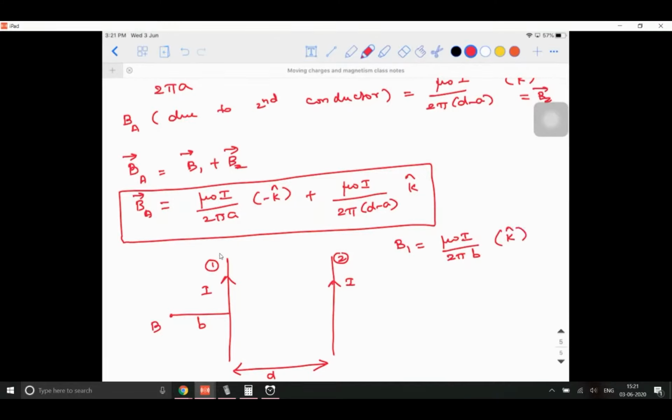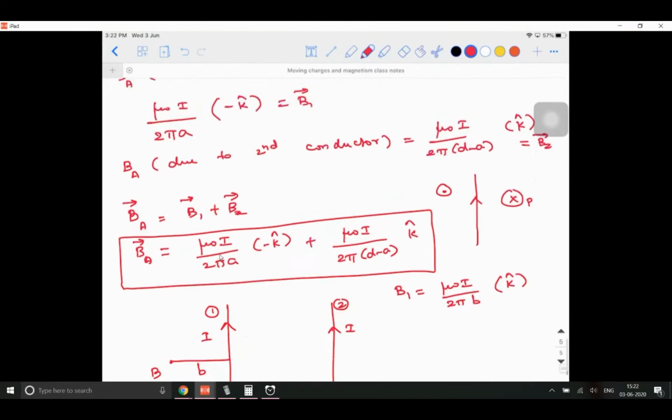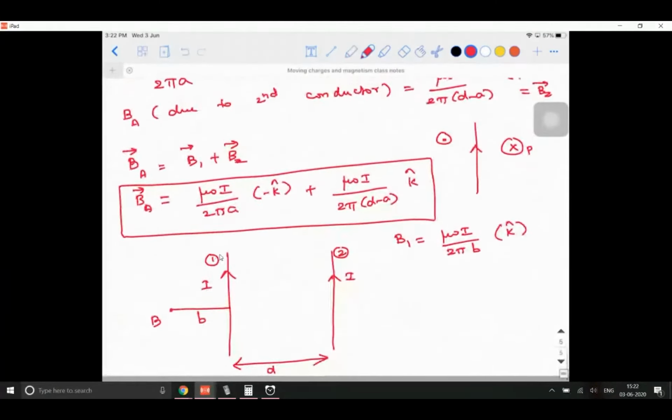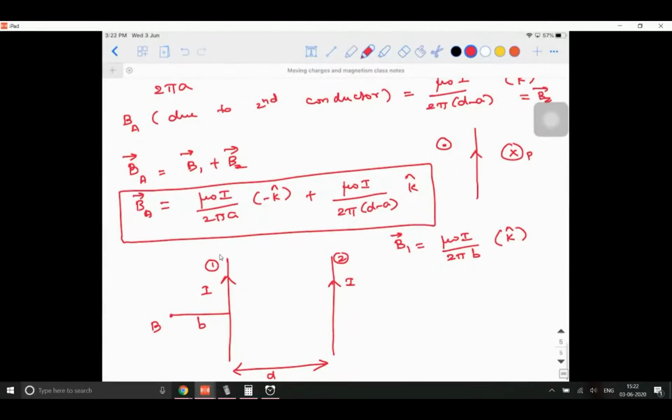It is K cap because remember, if you take a straight current carrying conductor, or for that matter any conductor, if on the right of it the field is into the plane, on the left of it will be out of the plane. If you observe, point A was on the right hand side. So with respect to this current carrying conductor, since the field was inside, on the left hand side it should be out of the plane. So k cap is right. So this is B1 vector.